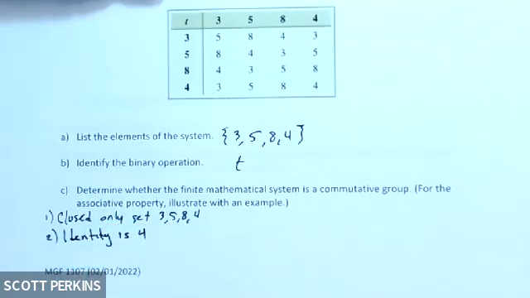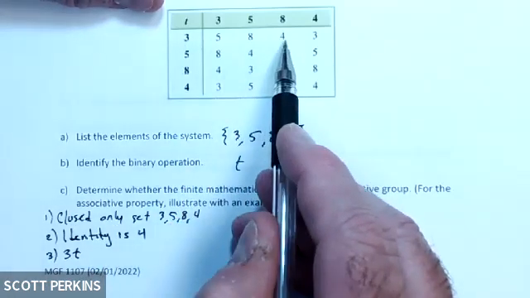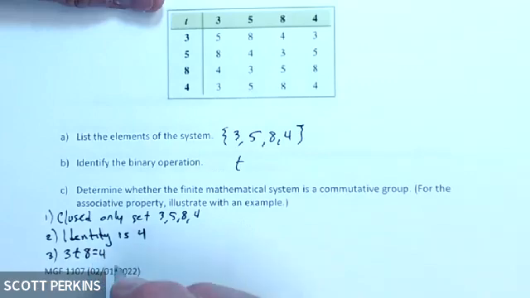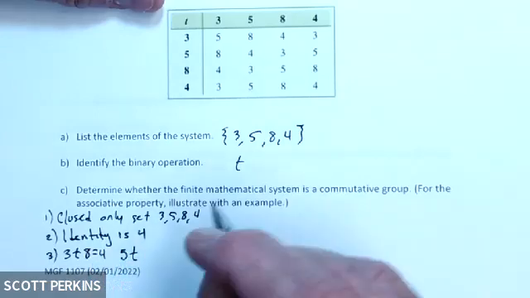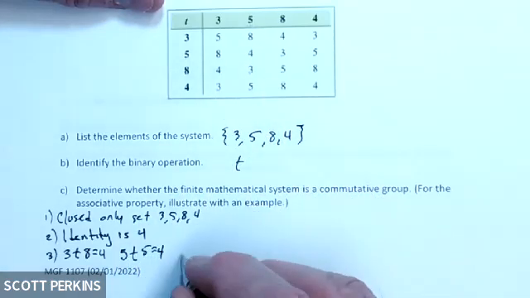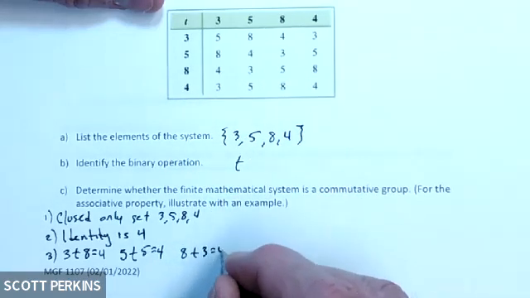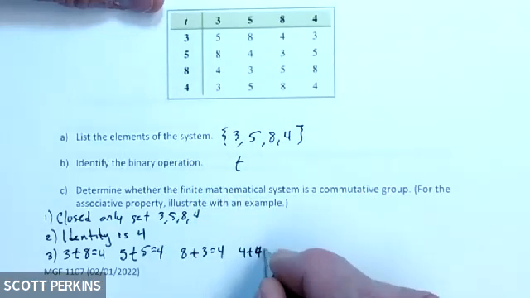So step 3 then is I'm going to determine what is the inverse for each element. And if each element does not have an inverse, you're done. This is not a commutative group. So 3, when I combine with what, produces 4? Yep, 3 combined with 8 equals 4. And then 5 combined with what produces 4? 5 combined with itself. Yep, and then 8 combined with 3. And then last but not least, 4 combined with itself. So every element has an inverse, so we can continue on.